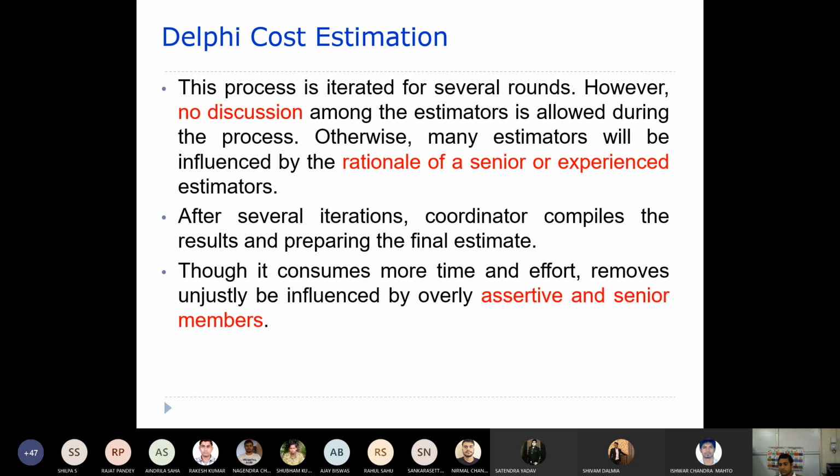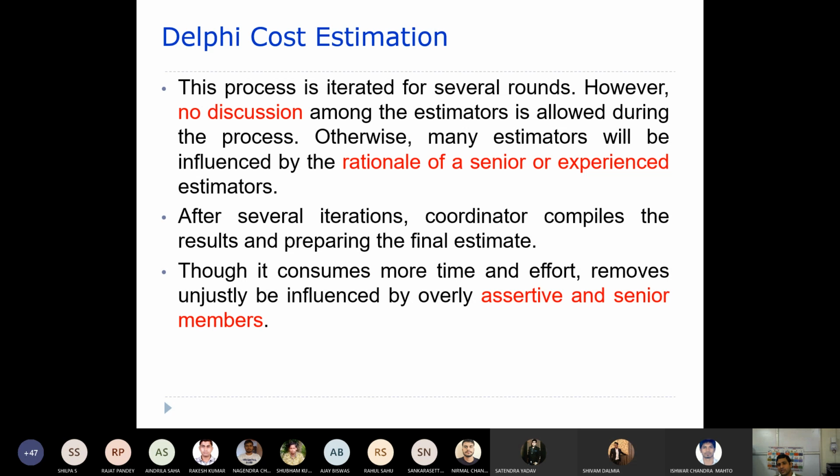Now, usually this process is iterated for several rounds. That means it will be continued for several rounds, right? And as I told you, no discussion is allowed among the estimators. Otherwise, what will happen again? The overly assertive senior members will always dominate the estimations, right? Because they will be right. So that is the reason why this is not allowed.